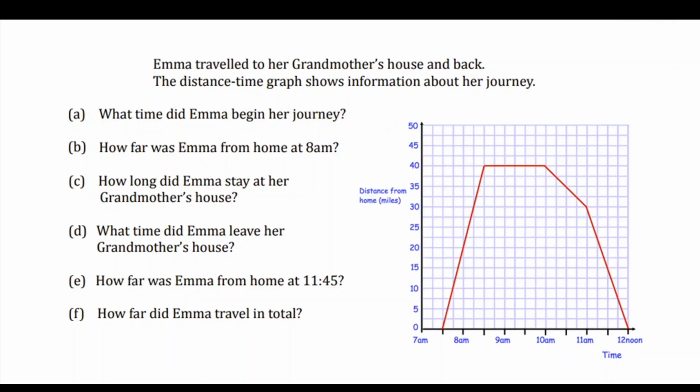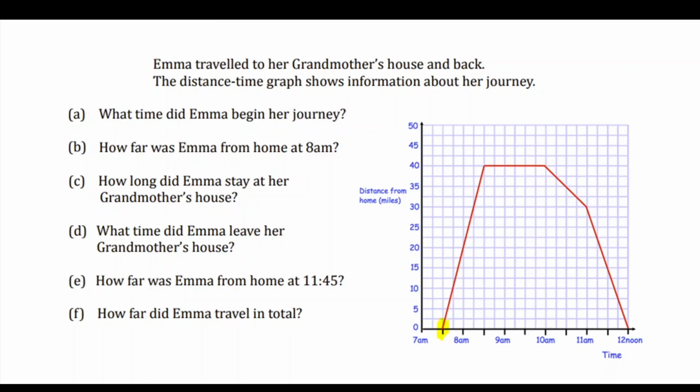In this question, we've been given some information on Emma's journey to her grandmother's house and then back home again. The distance time graph shows all the information that we need for this journey. The first question that we're asked is, what time did Emma begin her journey? Well, looking at the distance time graph, it's right down here at 7:30.